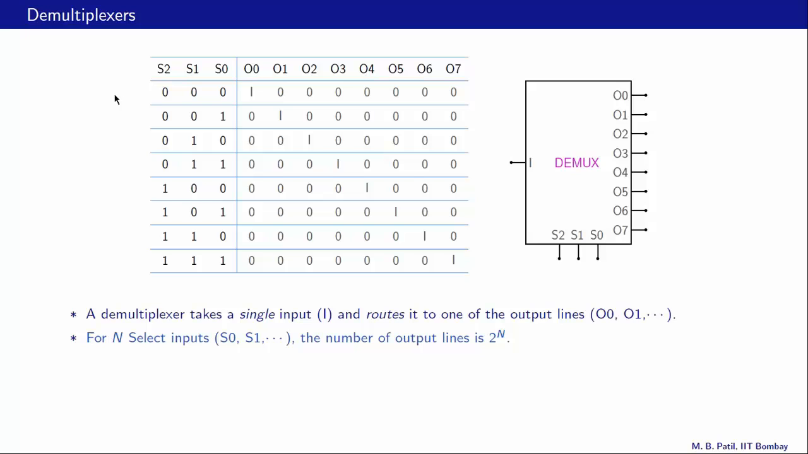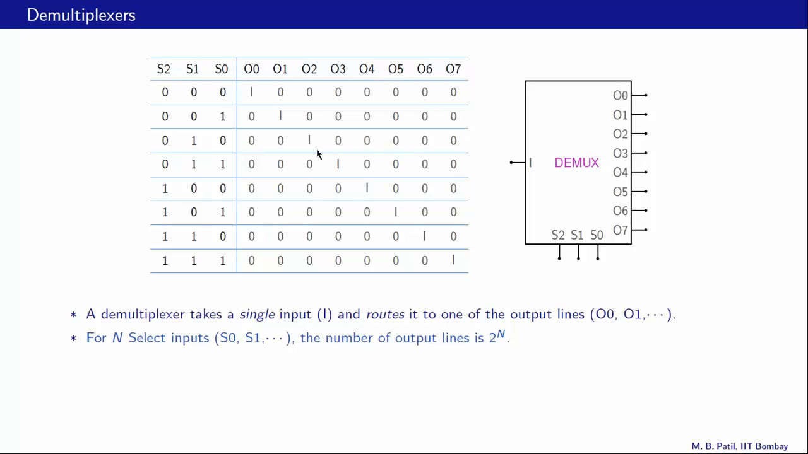Let us now look at the truth table. S2 is the MSB and S0 is the LSB. So if S2, S1, S0 is 0, 0, 0, that is decimal 0, then the output line O0 is equal to I and all others are 0. So that means this input is routed to the output line O0.